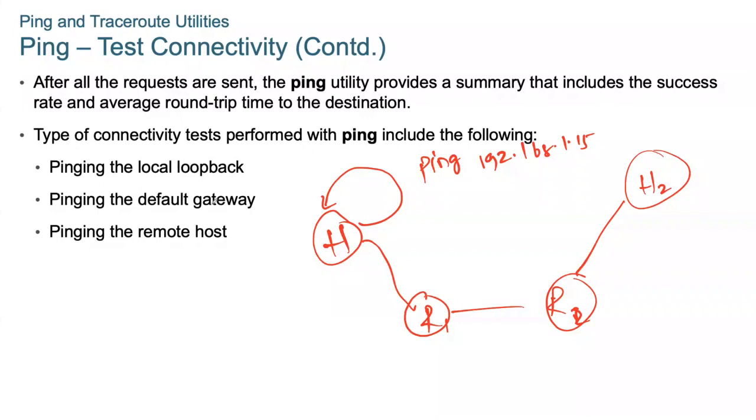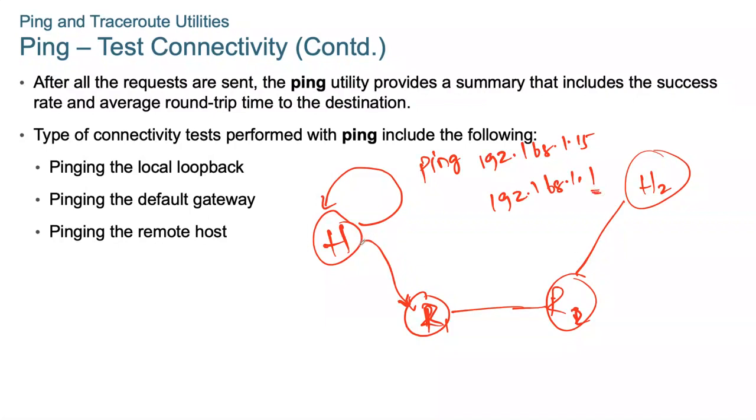Second one is pinging the default gateway, that is ping the IP address of your router, which is the default gateway or network edge router. Suppose this router is having the 192, the local address, that means this interface address. Okay, 192.168.1.1. It is a default gateway. Default gateways basically use the host number as 1.